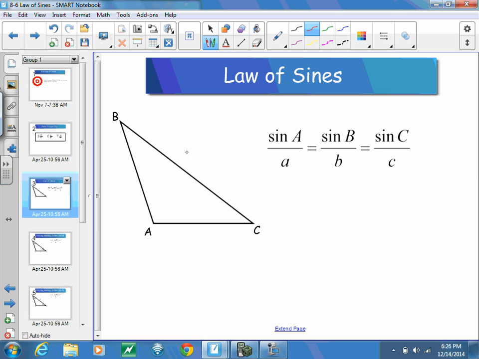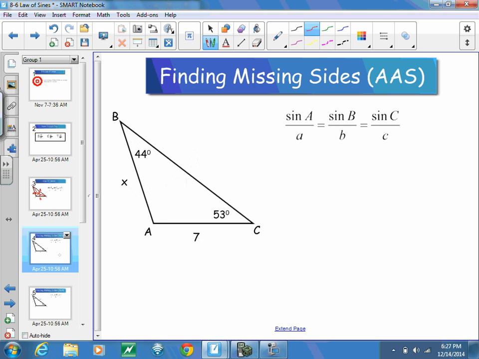Little a is the side that is opposite of angle A. Little b is the side that is opposite of angle B. And little c is opposite of angle C. Now we have our ratios and a proportion that we can then solve. I'm going to go through a couple examples of how to find missing sides and also how to find missing angles. So here I have triangle ABC.